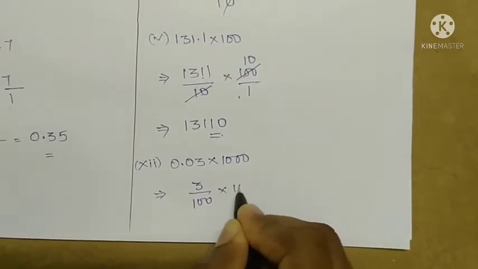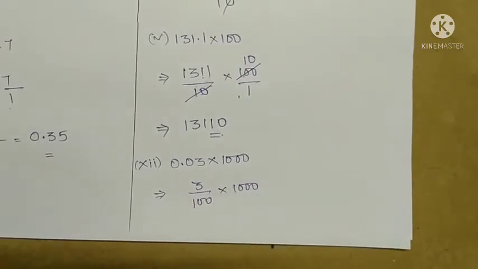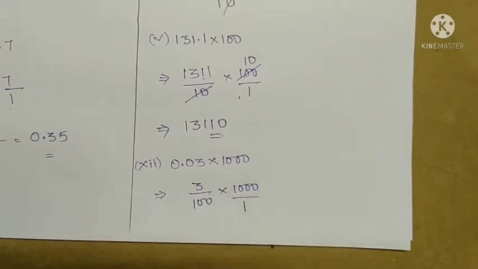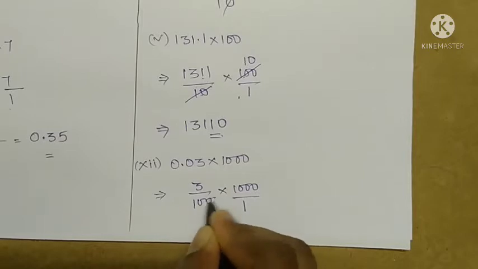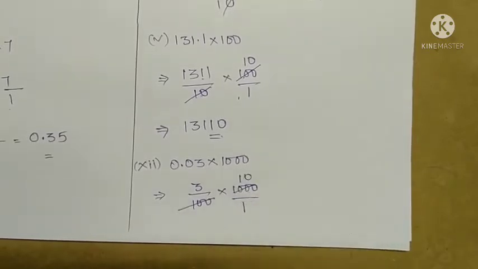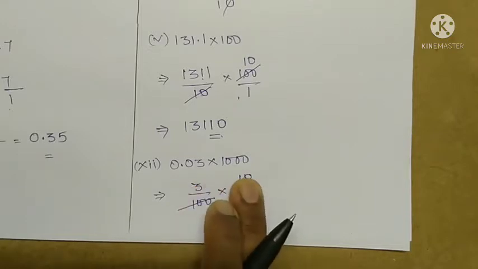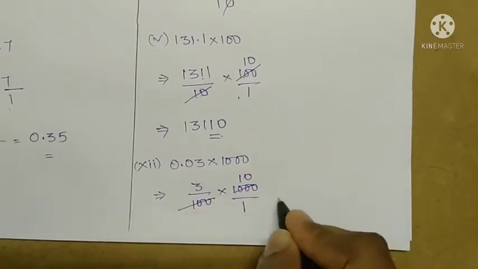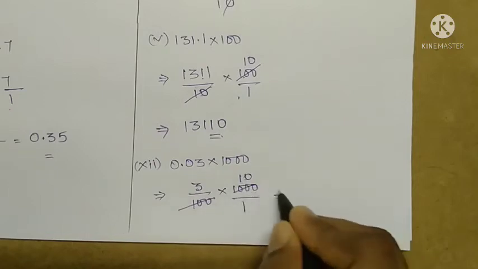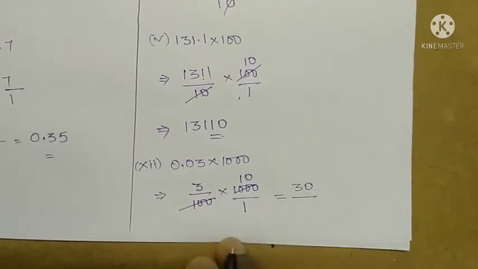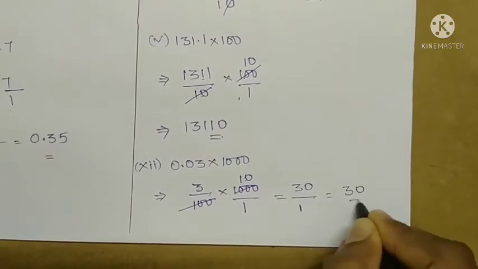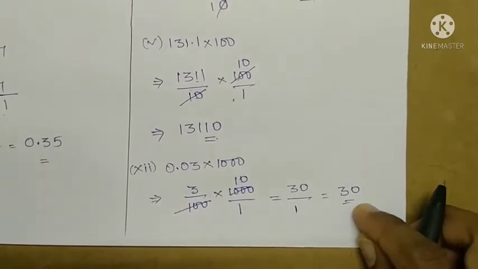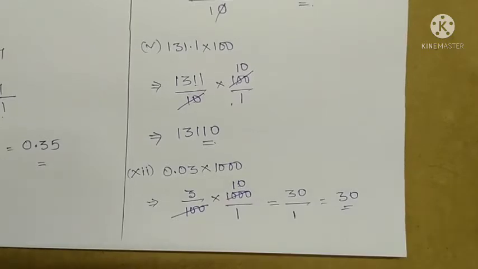So into 1000 by 1. 100 how many times divides 1000? 10 times, right? So in this fractions multiplication, we have to multiply numerator with numerator, denominator with denominator. So that is equals to 3 into 10 means 30. 1 ones are 1. So finally we can get 30 is your final result. Okay, right.